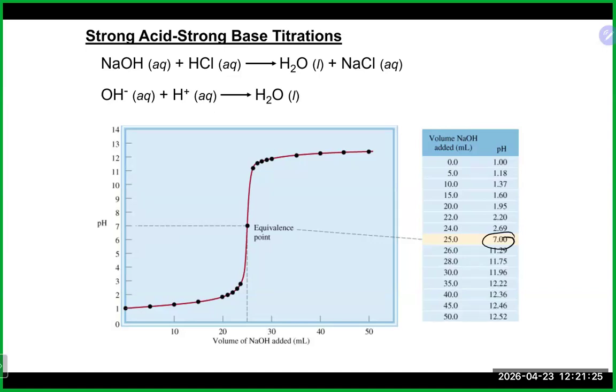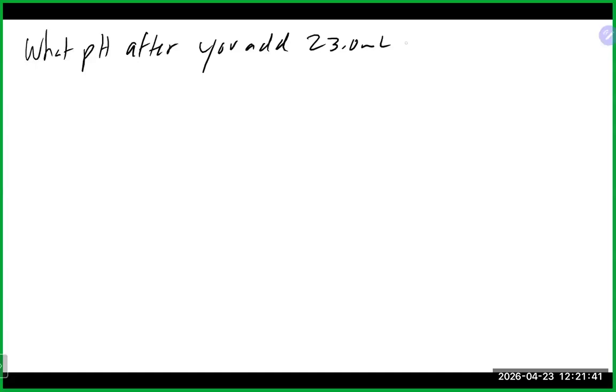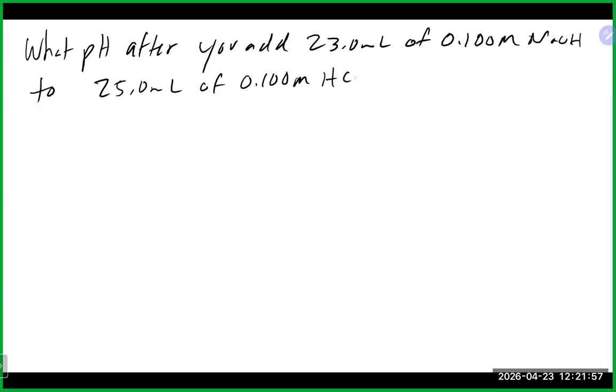Let's do this one. What is the pH after you add 23 milliliters of 0.1 molar sodium hydroxide to 25 milliliters, I think, of 0.1 molar HCl in a titration?